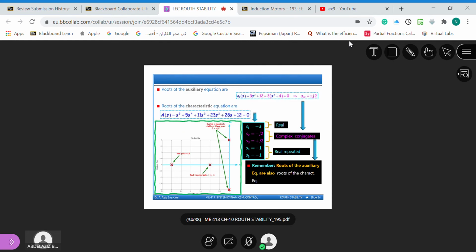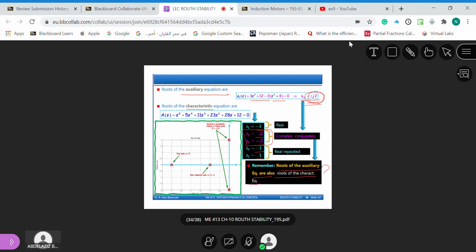Now these are the roots of the auxiliary equation: s is equal to plus or minus j2. And if you solve the original, the large characteristic equation, you get these roots: minus 3, minus j2, plus j2, minus 1, minus 1. If you look here, these two poles, plus or minus j2, are contained here. So this is why we are saying roots of the auxiliary equation are also roots of the characteristic equation.